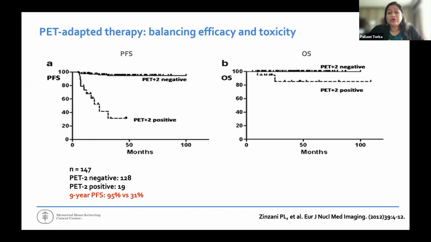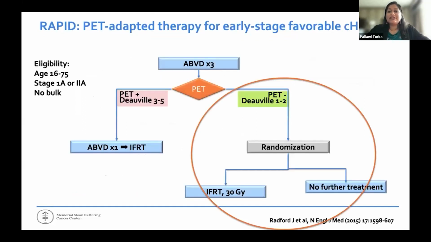therapy. So if a PET scan is positive, patients will do well no matter what after 2 cycles. And if a PET scan is negative, then you got to rethink your treatment plan. So the RAPID study, they used this. And what they did was they did ABVD times 3. And if the PET scan was negative, you stop. You don't need to do anything.